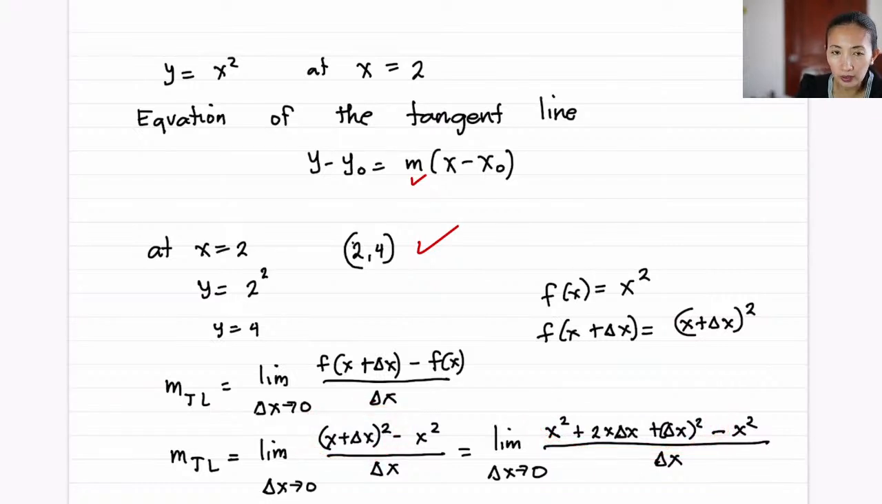Now, are there terms which could be combined? We could combine x squared and negative x squared. If we put them together, what will it be? 0. So, what is left?